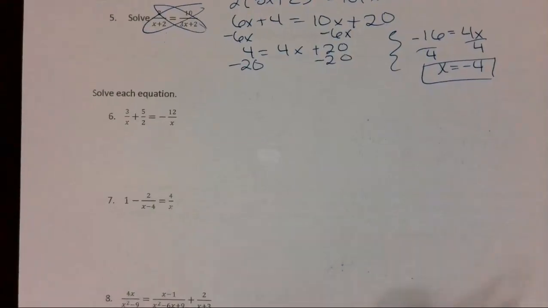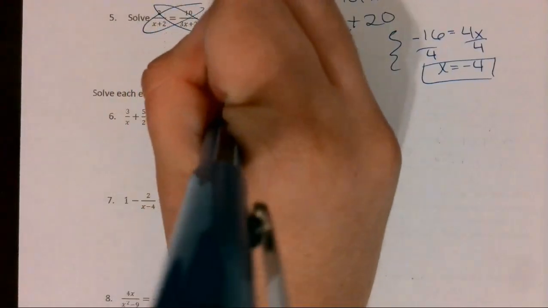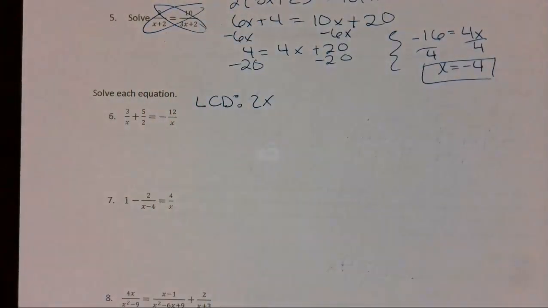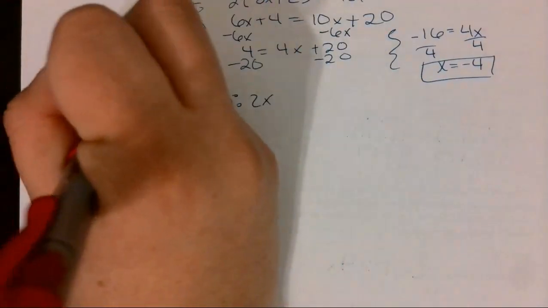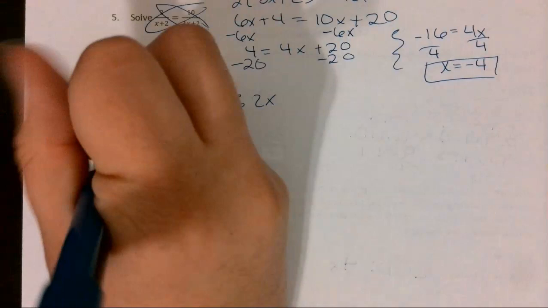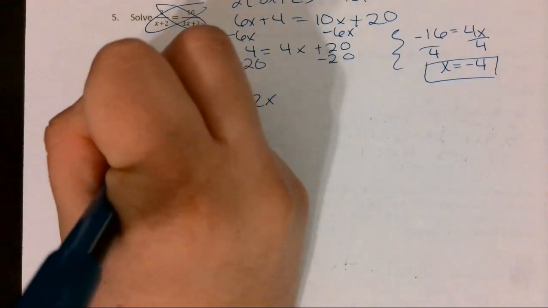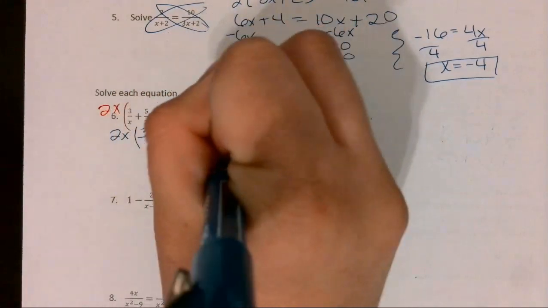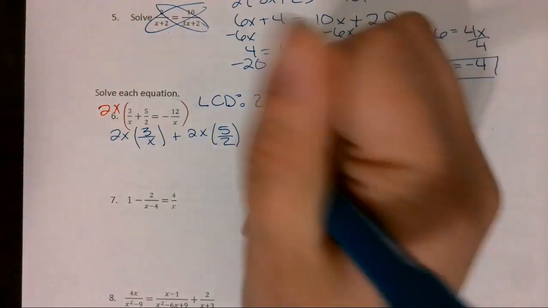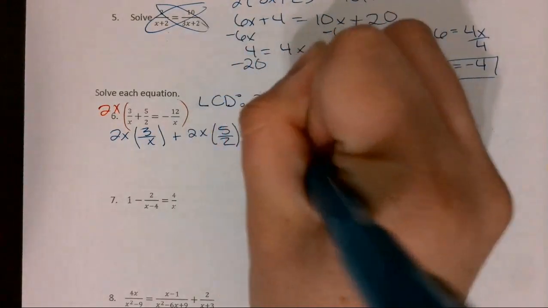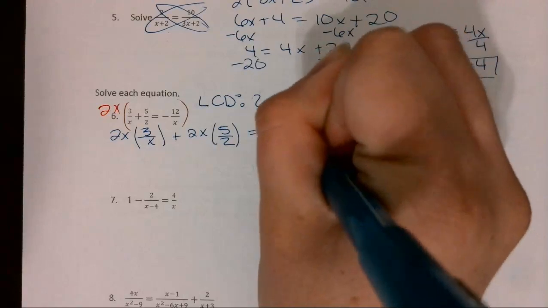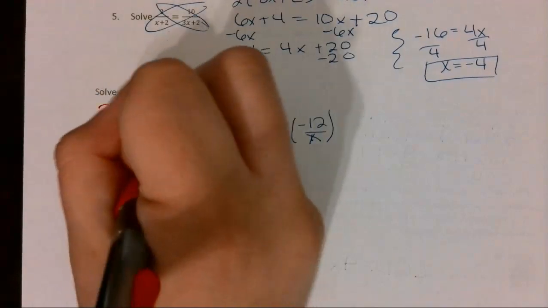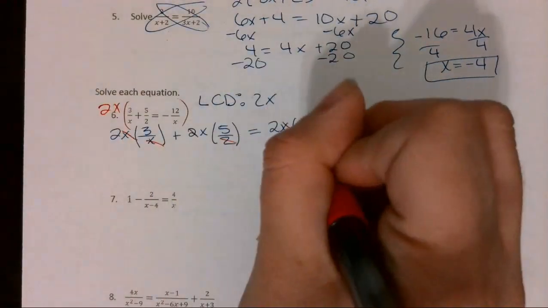On number 6, my LCD is 2x. So I'm going to take 2x and multiply by my whole equation. I have 2x times 3 plus 2x times 5 over 2, and 2x times -12 over x. Okay, then I want to cross out anything I can. This one crosses out the x, this one crosses out the 2, x.